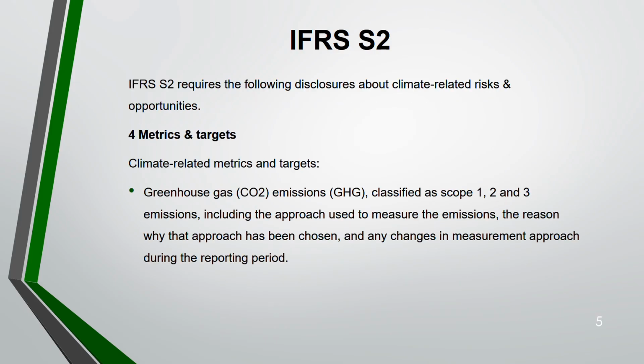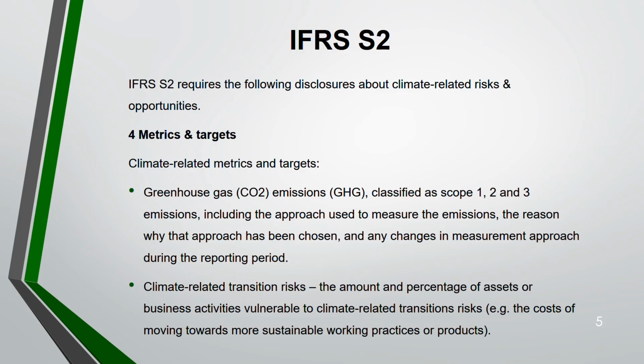So these are some climate related metrics and targets. This is not there under IFRS S1. They are greenhouse gas emissions. So you can look at the greenhouse gas emissions, which can be classified as scope 1, 2, and 3 emissions, including the approach to measure those emissions, the reason why that approach has been chosen, and any changes in your measurement approach during the reporting period you have to disclose.